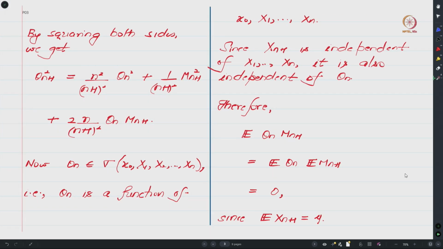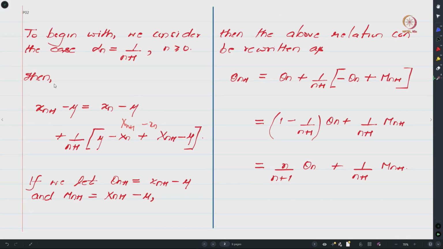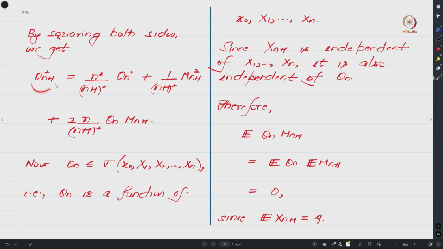Now the goal for us is to find the convergence rate of the squared error, and hence we are going to square both sides. So recall theta n plus 1 is xn plus 1 minus mu. The error in some sense discusses how far our current estimate is from the value that we are intending to estimate, which is mu over here, and hence theta n plus 1 square is the squared error.